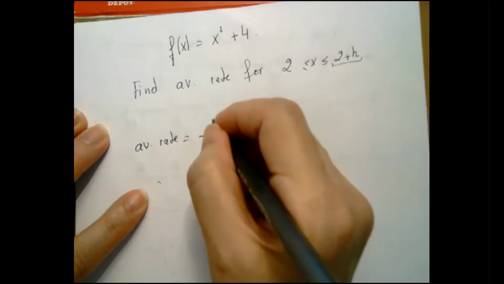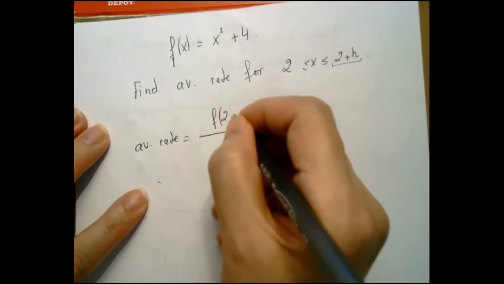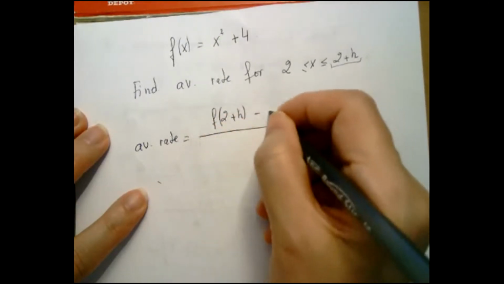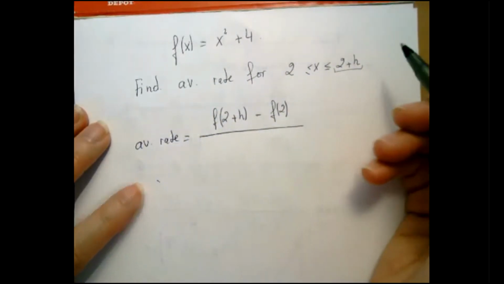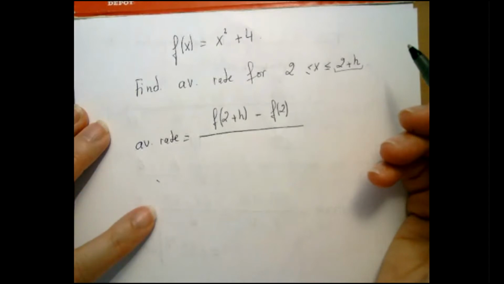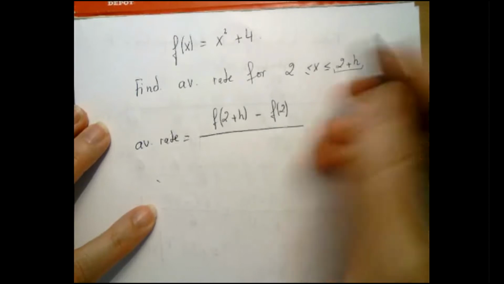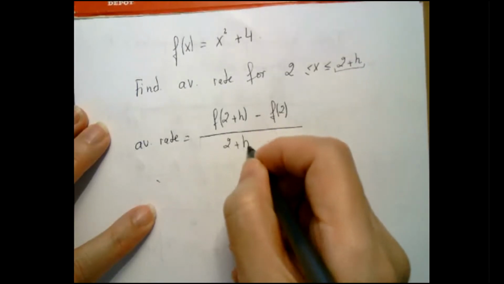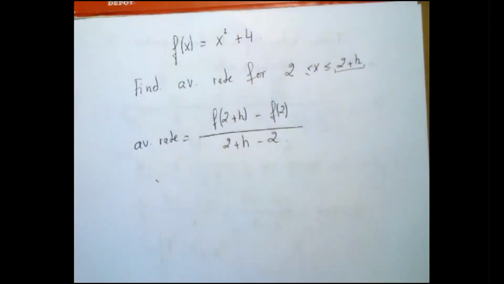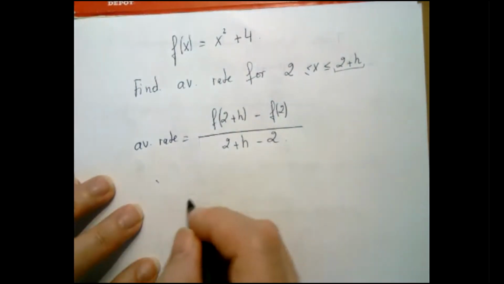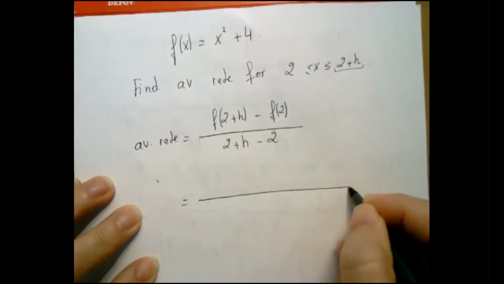It's f, the output at 2 plus h, minus the output at 2, divided by 2 plus h minus 2. Okay, I'll get back to you, Zach. Follow with me now, Zach, and I will go back to this. So finding this average rate, it's just computing this ratio. All right, let us compute this ratio easily.